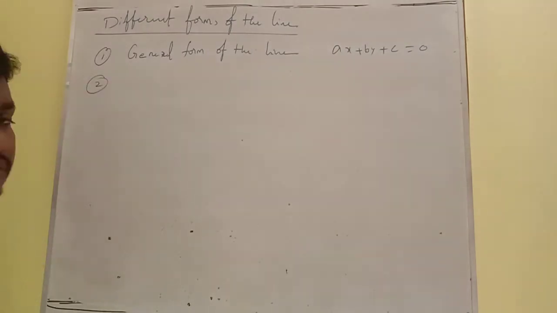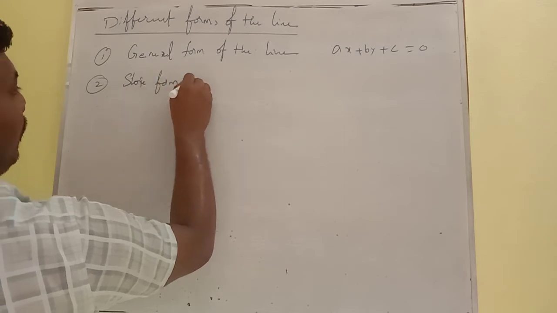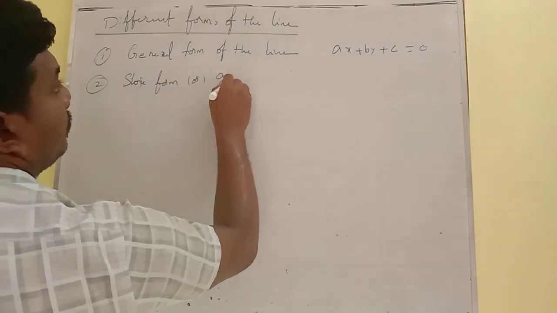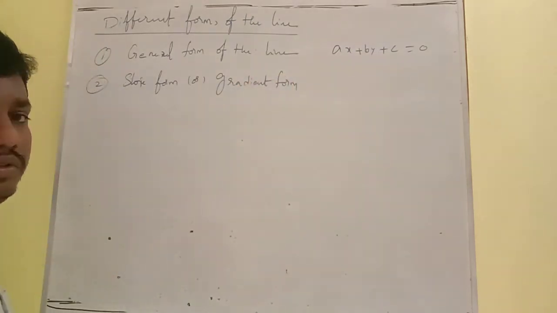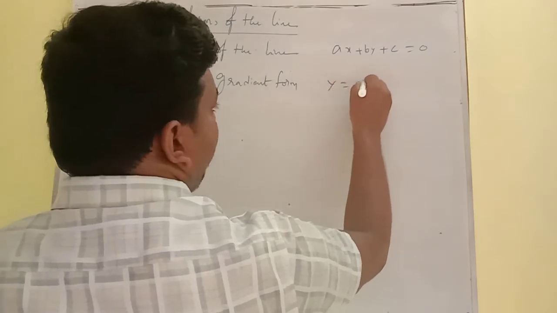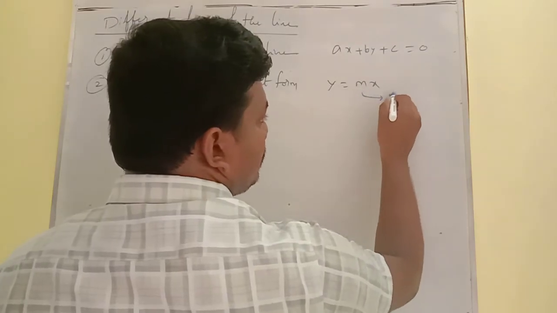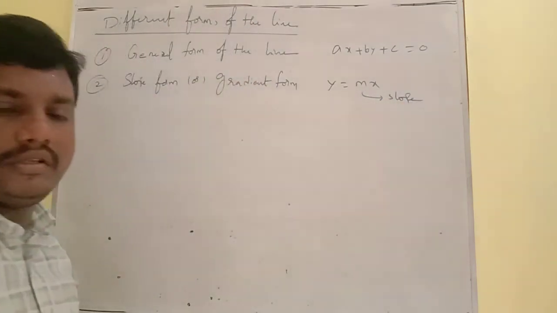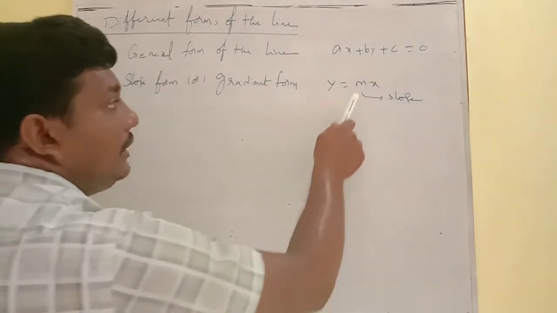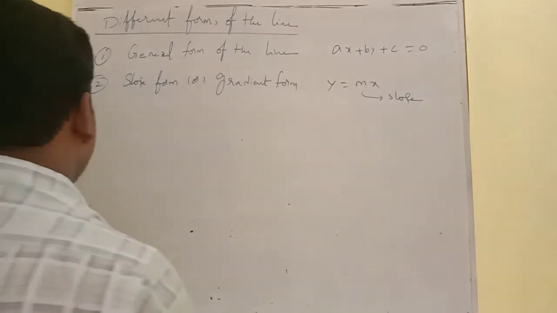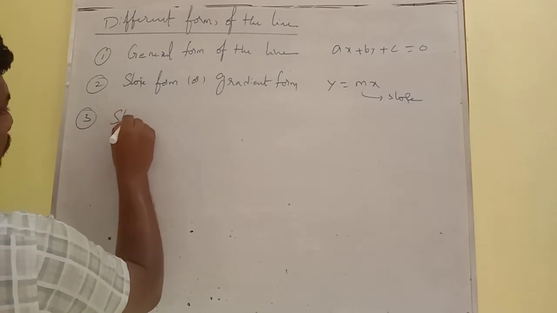Then the second one is slope form, or gradient form. The gradient form of a line is y equals mx, where m is called the slope. This is also a line equation, but it is in the gradient form. Next, coming to slope point form.